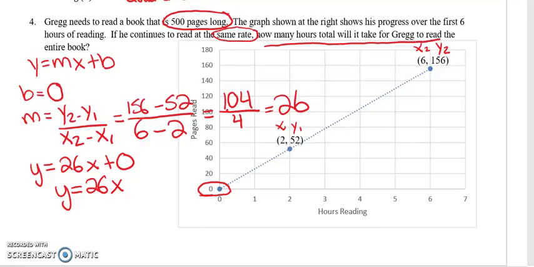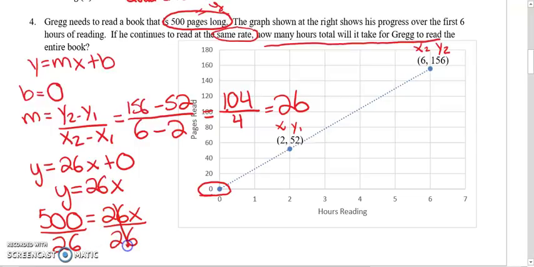So we're going to continue this problem by plugging in 500 in for y. So it's going to be 500 equals 26x. Again, just like any other linear function, we're trying to get x to be by itself. So it's 500 equals 26x. 26 is being multiplied to x. So in order for us to solve for x, we have to do the opposite operation of multiplication. The opposite operation of multiplication is division. So that simplifies. We're left with x equals 500 divided by 26.